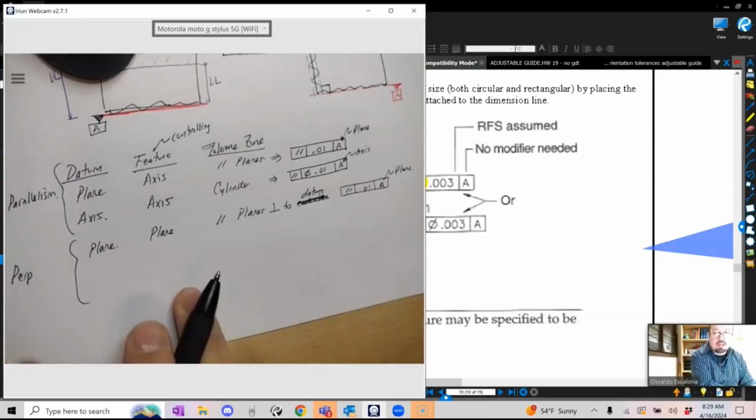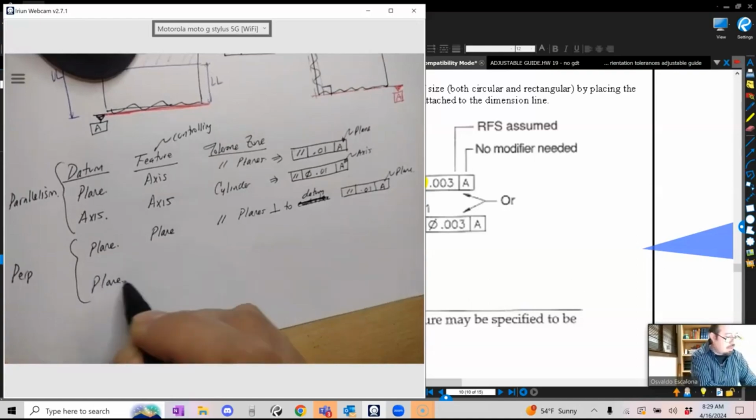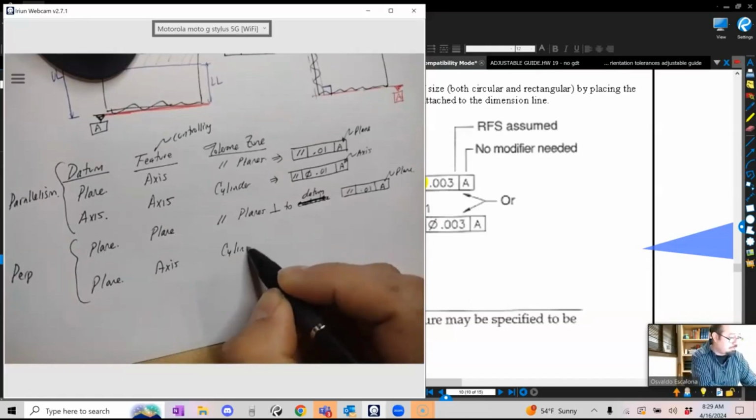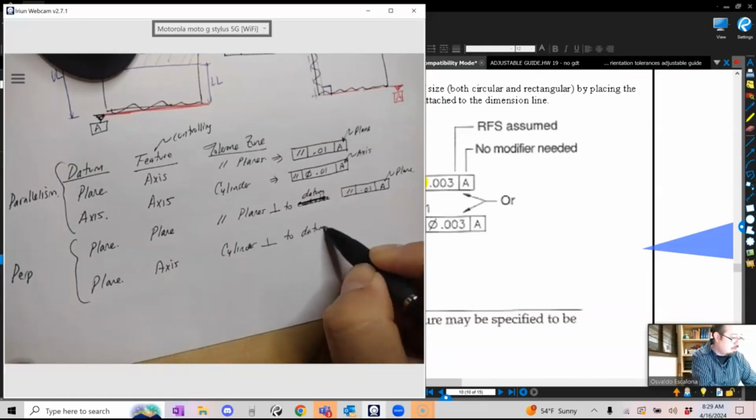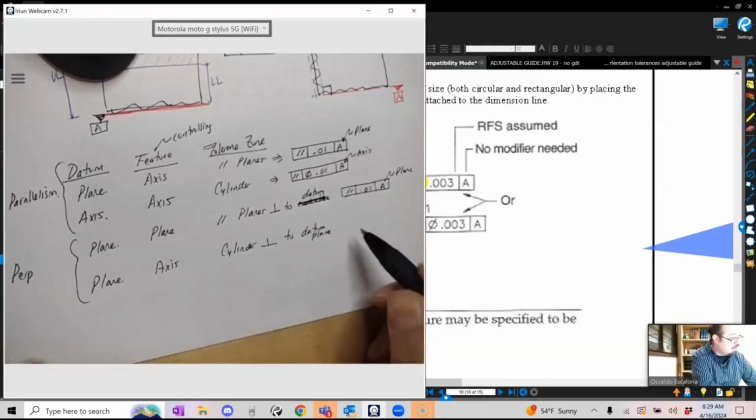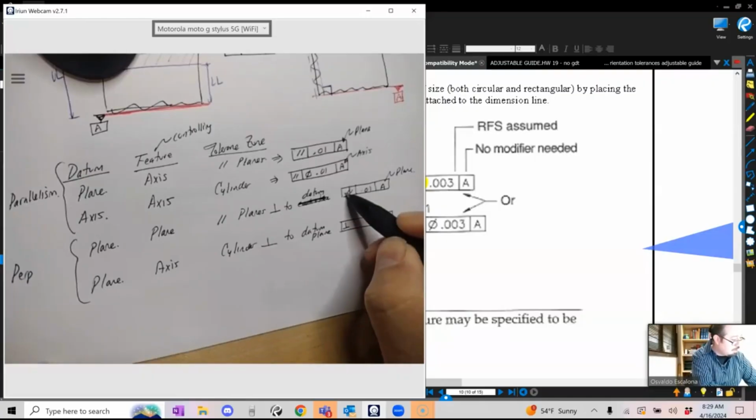If you were to have a datum which is a plane, and a feature which is an axis like the one that we did, the tolerance zone is going to be a cylinder, right, which is perpendicular to the datum plane, as I told you before. And the way you will put it in your feature control frame will be perpendicular, essentially perpendicular within 0.01.